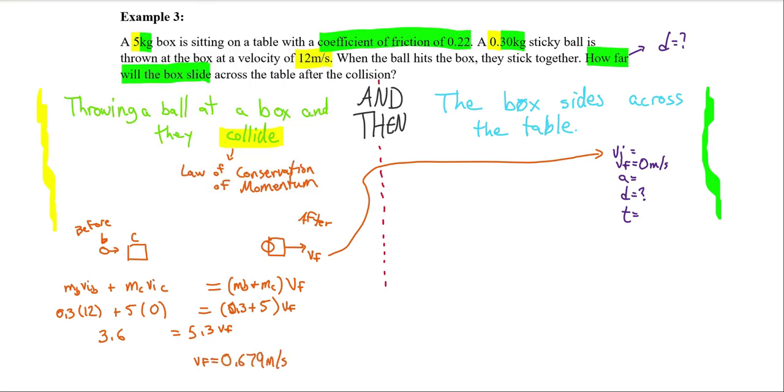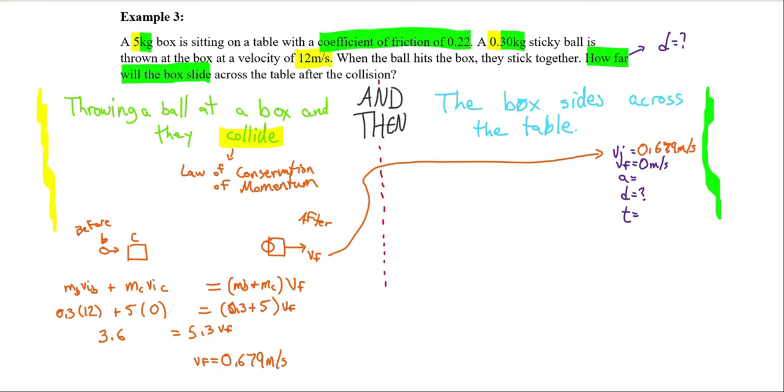And we see that the Vf in our law of conservation of momentum is 0.679, but that's the velocity that the box begins sliding across the table, 0.679 meters per second. Excellent. That's one piece of information solved, and that's going to be very helpful. But unfortunately, we still don't have enough information yet.